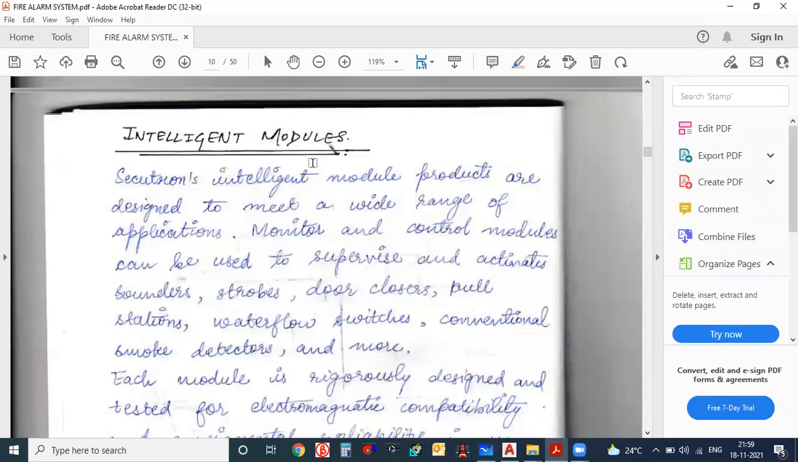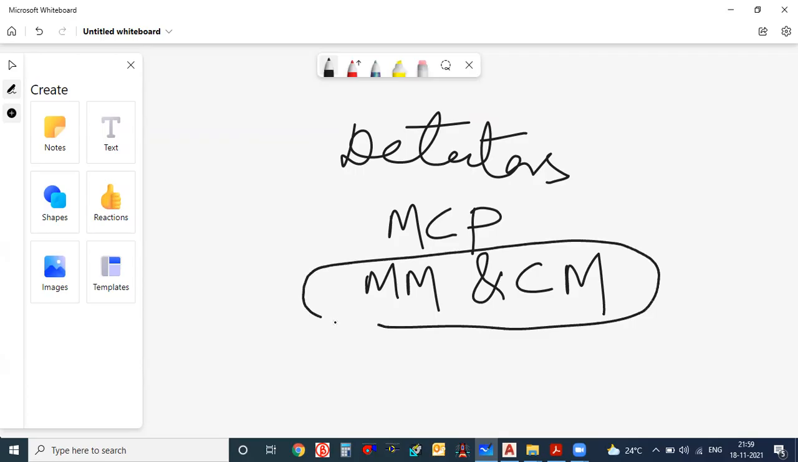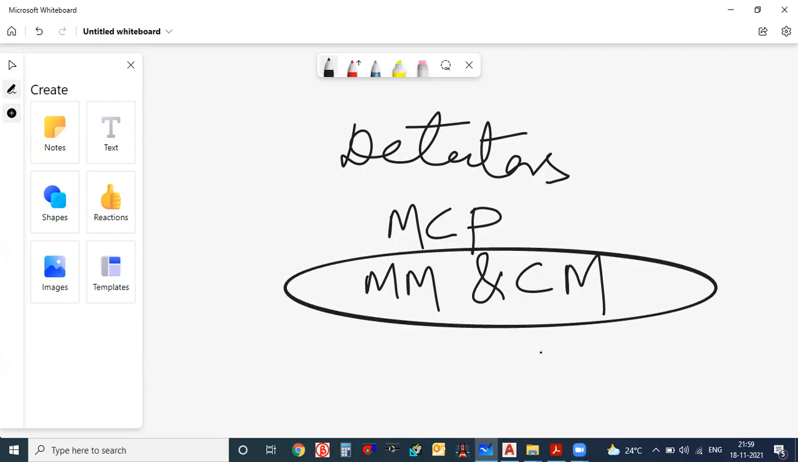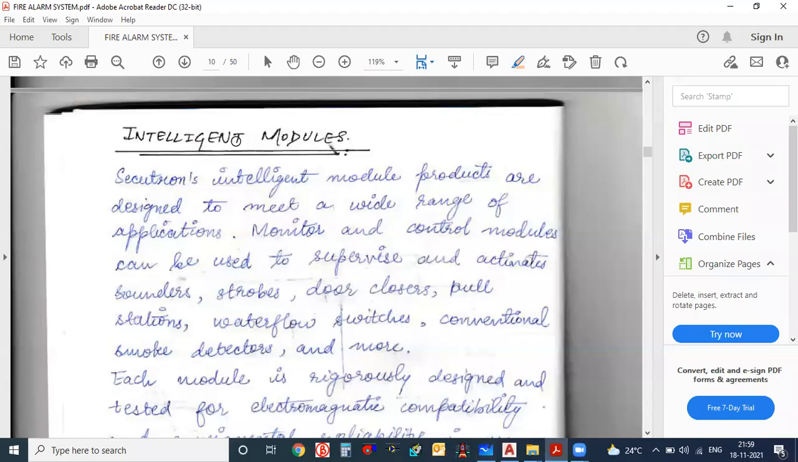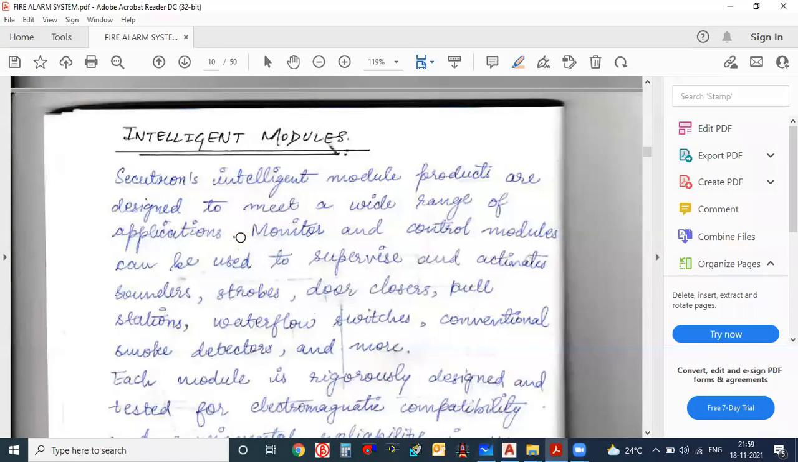Intelligent modules. What is the meaning of intelligent modules? Means these are designed to meet a wide range of application, monitor and control module. Now next will be the monitor module and control module. You will hear this term also, monitor module and control module. Okay, this is also one of the devices which is used in the fire alarm system. Now here it is talking about both combined together, it is called as intelligent modules. If you are telling module, intelligent module, it is monitor module and control module.